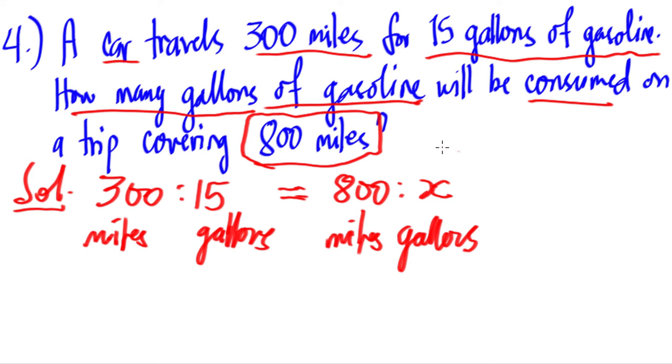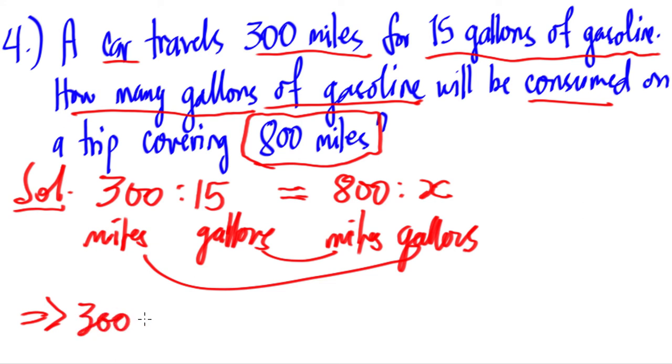Let's do the proportion, since we have here a proportion already. We have means, we have extremes, we have two ratios and an equal sign between them. So we can apply the law of proportion, that is, the product of the means is equal to the product of the extremes. Let's do first the extremes and then the means. So we have 300x equals 15 times 800.